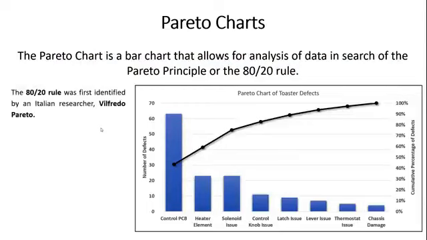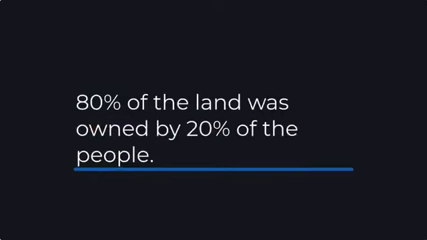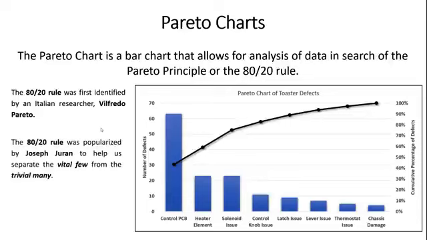So this is a natural phenomenon that was discovered by a guy named Vilfredo Pareto. He's an Italian researcher who was studying land ownership and wealth distribution in Italy and in Europe. And what he found is that 80% of the land was owned by 20% of the people. And this 80-20 phenomenon was also experienced by a guy named Joseph Juran. Now, he gave credit for the tool to Vilfredo Pareto, but he was the one who popularized this idea of the 80-20 rule and this idea of the Pareto chart.